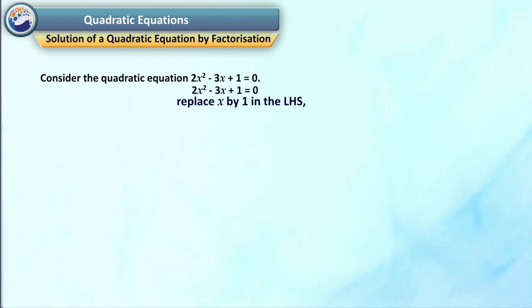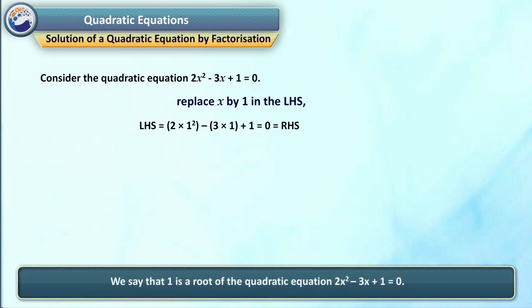Solution of a quadratic equation by factorization. Consider the quadratic equation 2x² − 3x + 1 = 0. If we replace x by 1 on the LHS of the equation, we get 2 × 1² − 3 × 1 + 1 = 0, which is equal to the RHS of the equation. This means that 1 is a zero of the quadratic polynomial 2x² − 3x + 1.